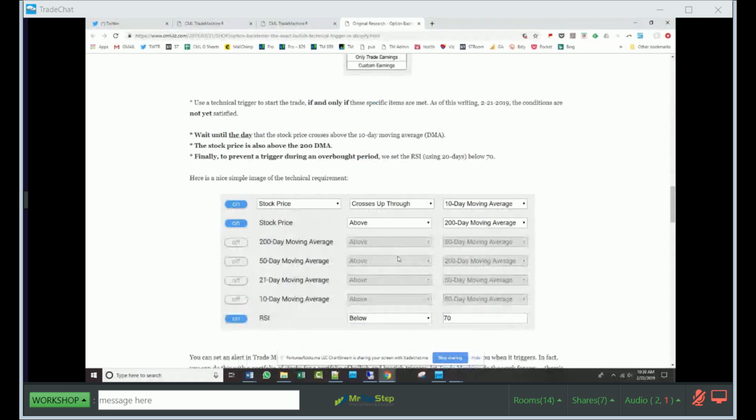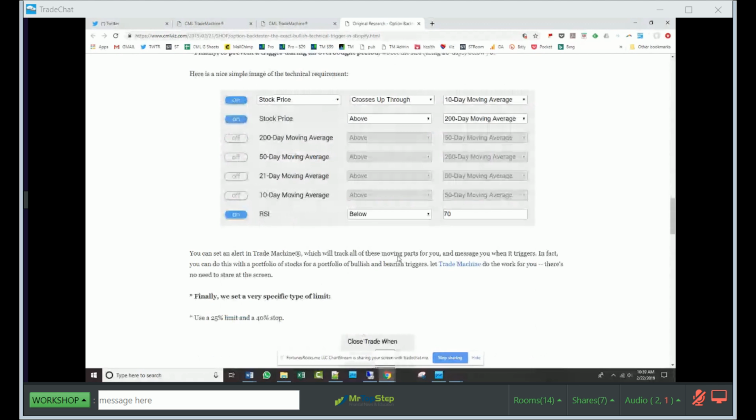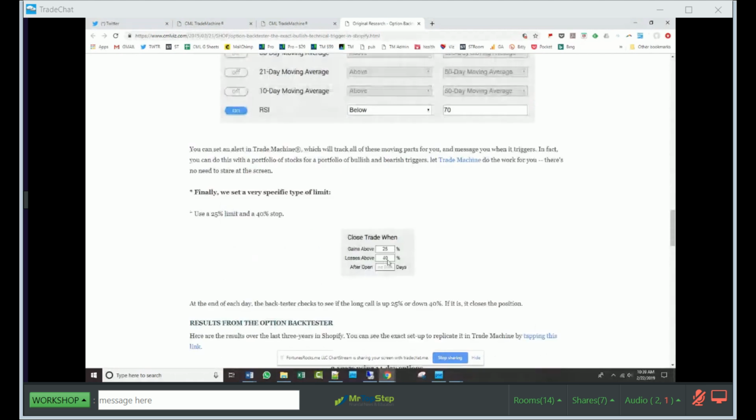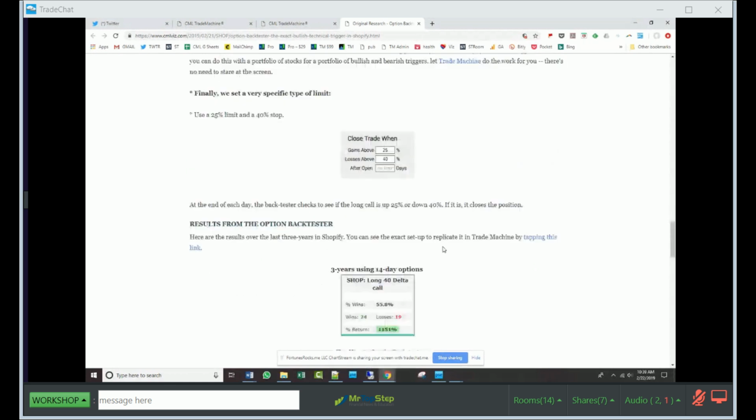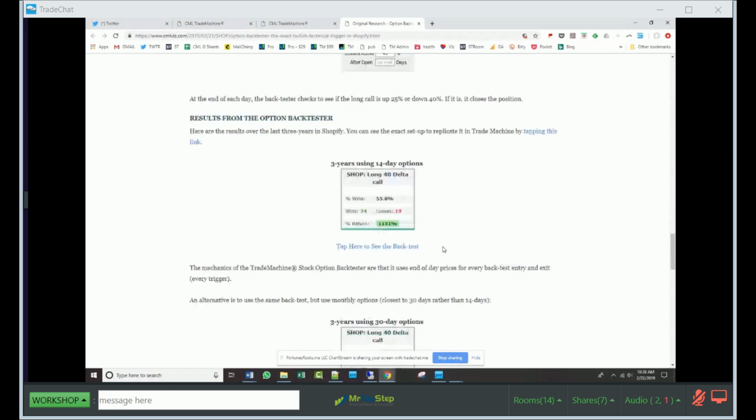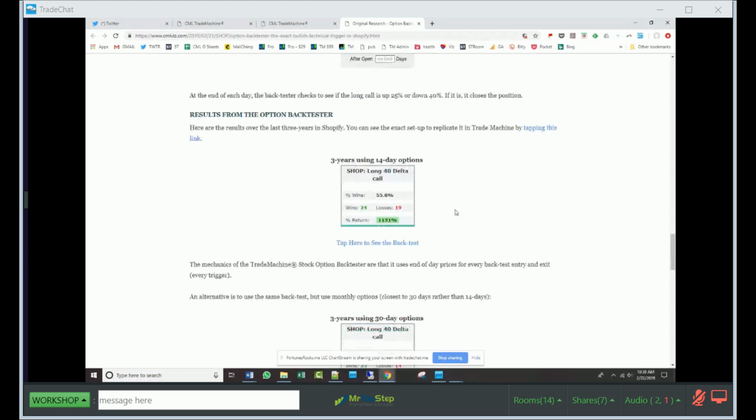Right? And we're going to have a special kind of stop and a limit. Here we go, right here. Okay, here it is. And then we go to the results. And every time we show you results in a backtest, if you're a member, all you have to do is click this button and it's going to open this entire backtest. Watch this. I'm going to click this button.